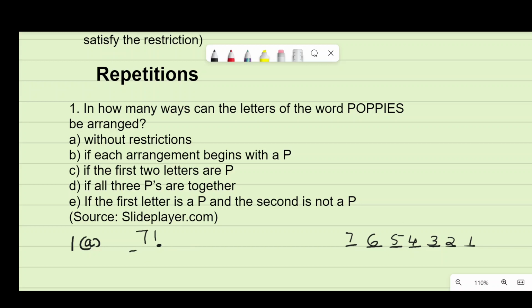But this is not the answer here because of the repetition of the letter P. P is repeated 3 times. So in this case, the answer is 7 factorial divided by 3 factorial. That's what you do in repetitions. Okay. Now let's go to 1B.